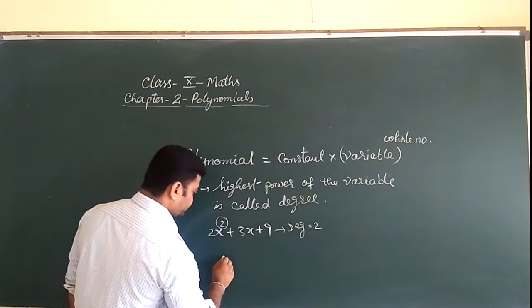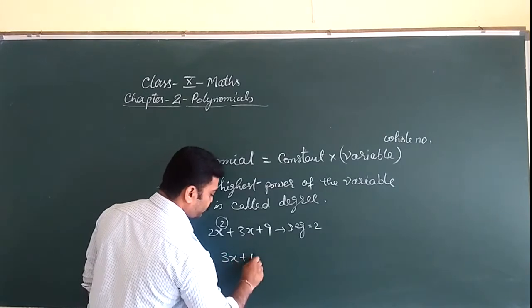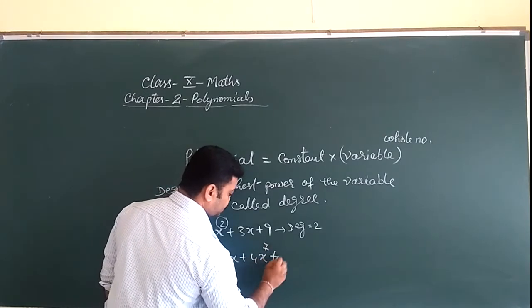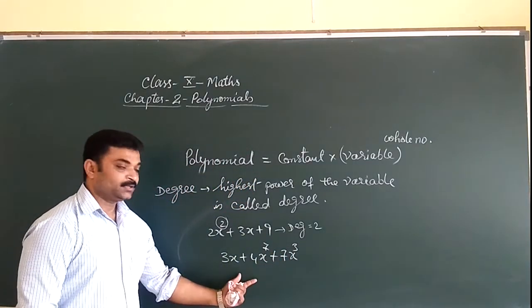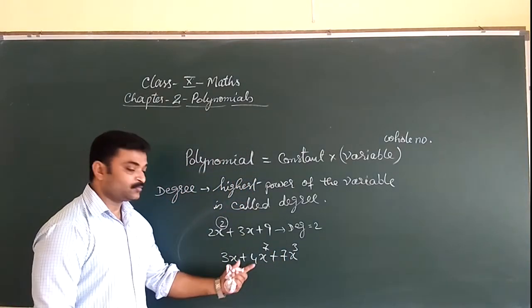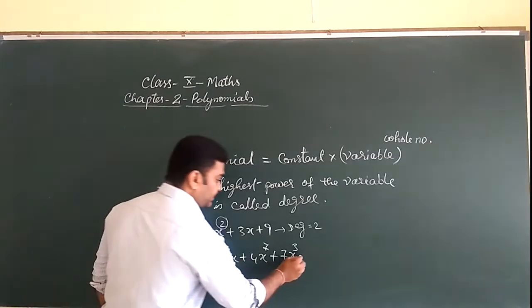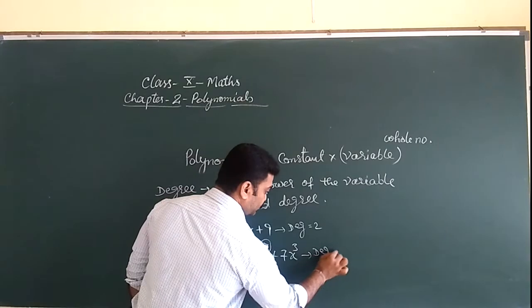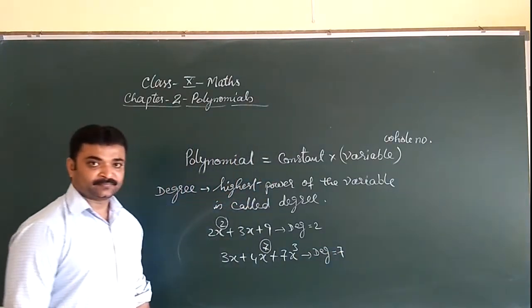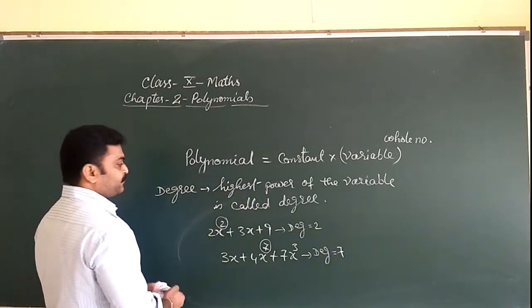Clear? Suppose 3x plus 4x to the power 7 plus 7x to the power 3. It's a polynomial. Now, what is the degree of this polynomial? Degree is the highest power of the variable, that is 7. So, degree is equal to 7. Got it?